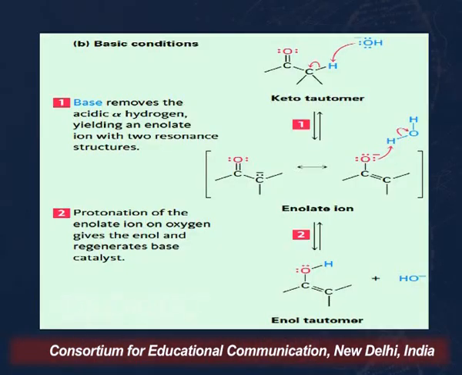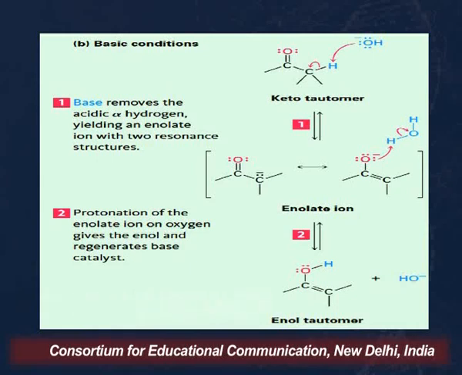Now the second reaction can be carried out in basic conditions. In basic conditions, you have to remember the reaction is initiated by a base. So what does this base do? It picks up a proton. Which proton? The alpha proton. And when it picks up an alpha proton, what do we get? We get an enolate ion. And this enolate ion is stabilized by two resonating structures.